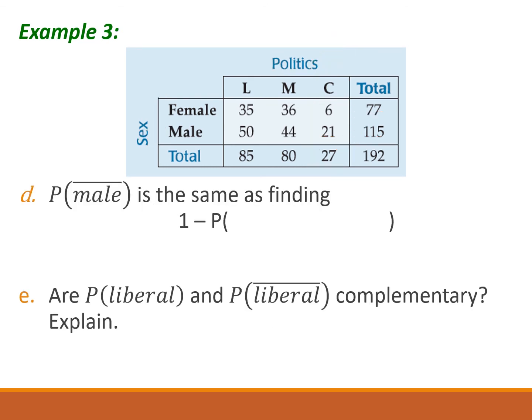Part D, the probability of choosing someone who's not male is the same as finding 1 minus the probability of choosing a male student. This is the complement rule. It's how we did those problems on the previous slide.